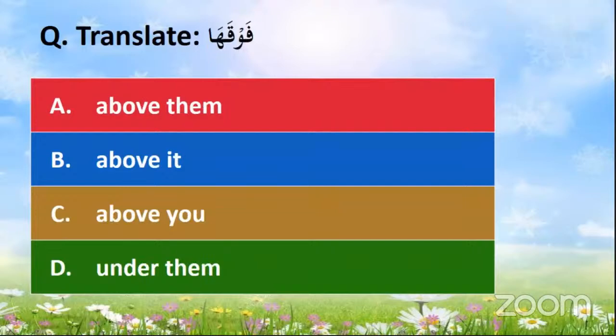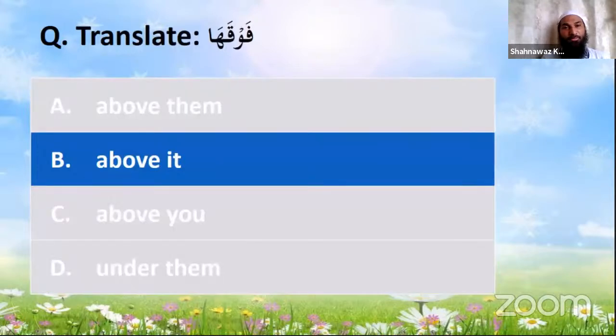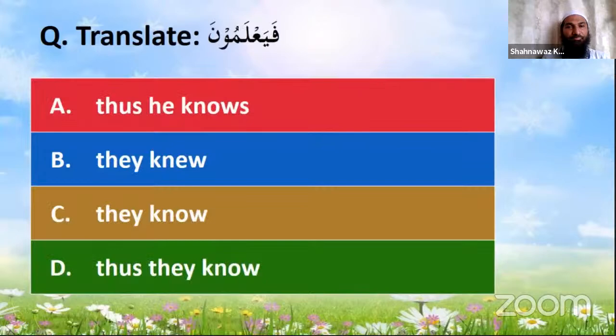Okay, this is simple. So he is not ashamed. Fawqaha: above them, above it, above you, under them. We saw that ba'udah had a ta at the end, so it is a feminine example, and that's why the ha comes here. But in English translation, it will be above it. Right? The ha becomes it here.